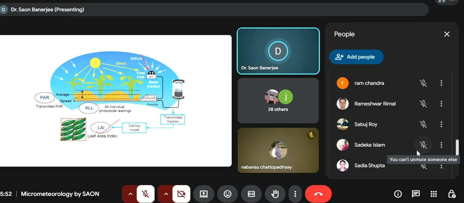So that SunScan probe, I don't know whether you have this type of instrument in your university or institute, but this is a very good instrument which will give you the intercepted part, the extinction coefficient and LAI all together. Generally, for that part we used to use the line quantum sensor.